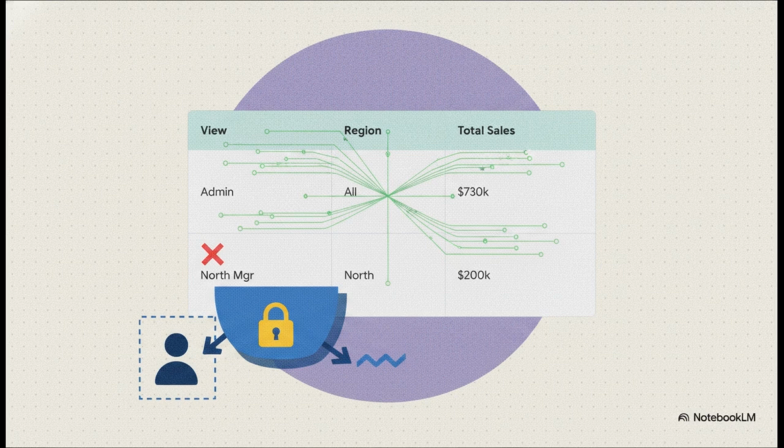To put that into perspective, think about this contrast. An administrator without restrictions logs in and sees all regions and the total company sales of $730,000. But when the North Region manager logs in, the RLS filter intercepts their query before those visuals even render. They only see the North Region row, and their total sales perfectly reflect just their $200,000. The underlying data model still securely holds the entire $730,000, but the user's view is seamlessly and safely restricted.